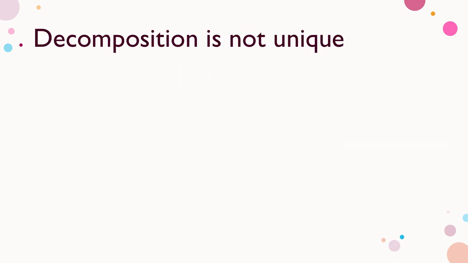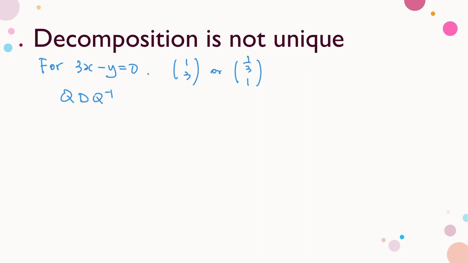Note that the decomposition is not unique. For example, for the equation 3x minus y equals 0, we chose the point (1, 3). We can choose another point like (1/3, 1). Different choices of the eigenvectors give different Q and thus Q inverse. But it doesn't matter. When we multiply QDQ inverse, we get P back in both cases.